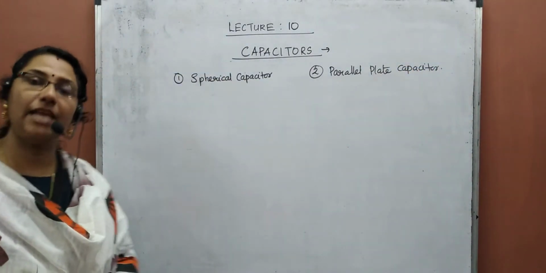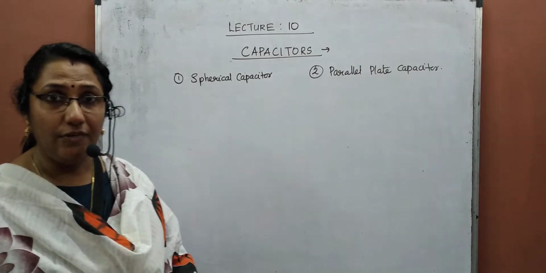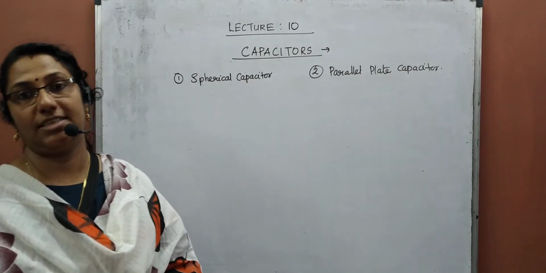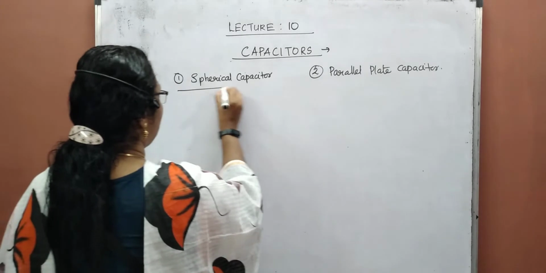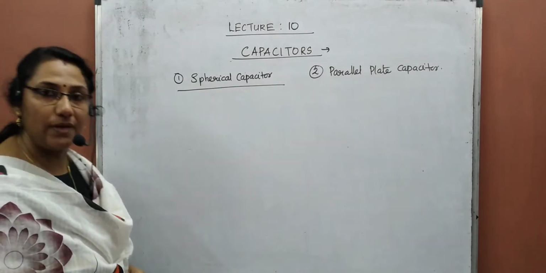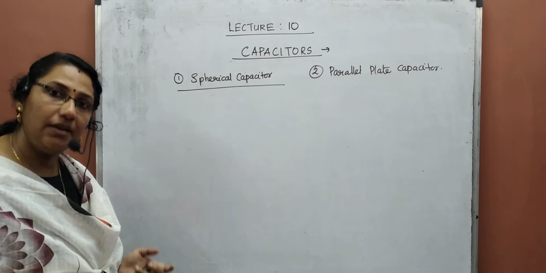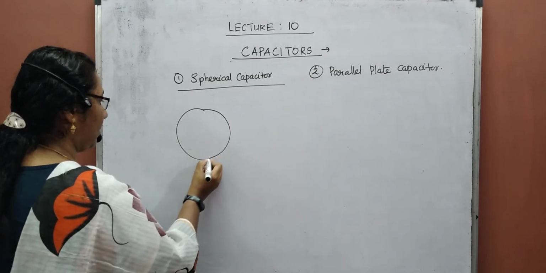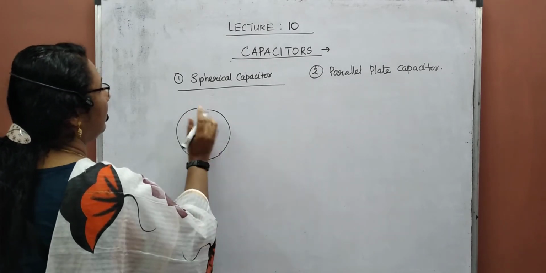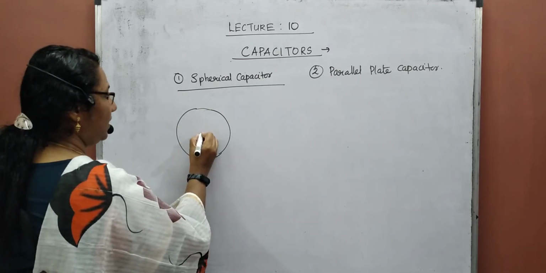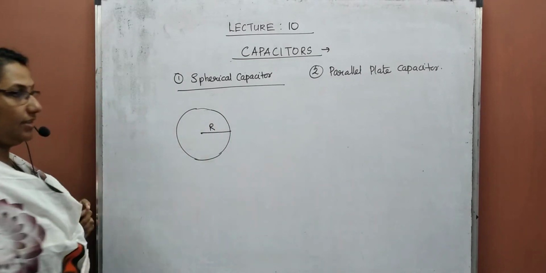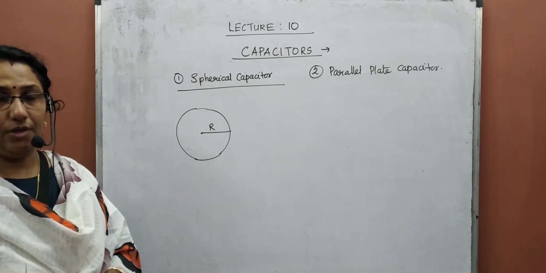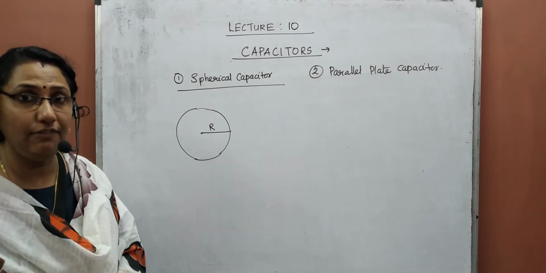So there are different types of capacitors based on shape, among which we have to study in detail a spherical capacitor and a parallel plate capacitor. The first one is the spherical capacitor. You may write it. So, what is a spherical capacitor? It is a capacitor in the shape of a sphere. For any sphere, the radius r will be given. So, there is a spherical capacitor of radius r, which is kept in free space.